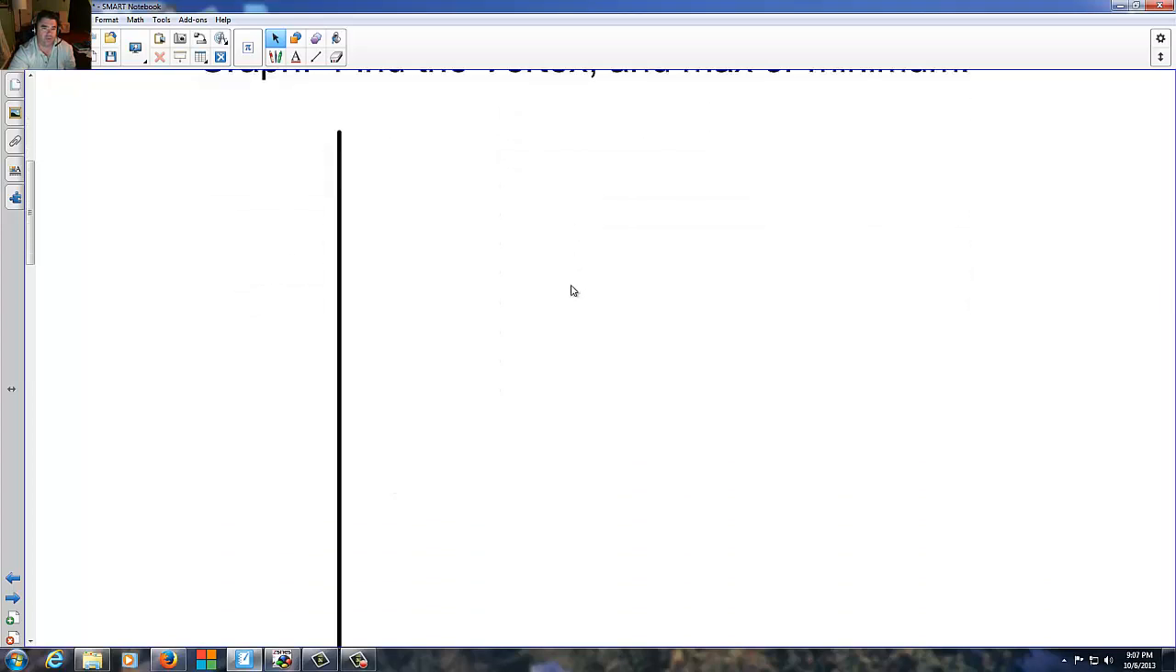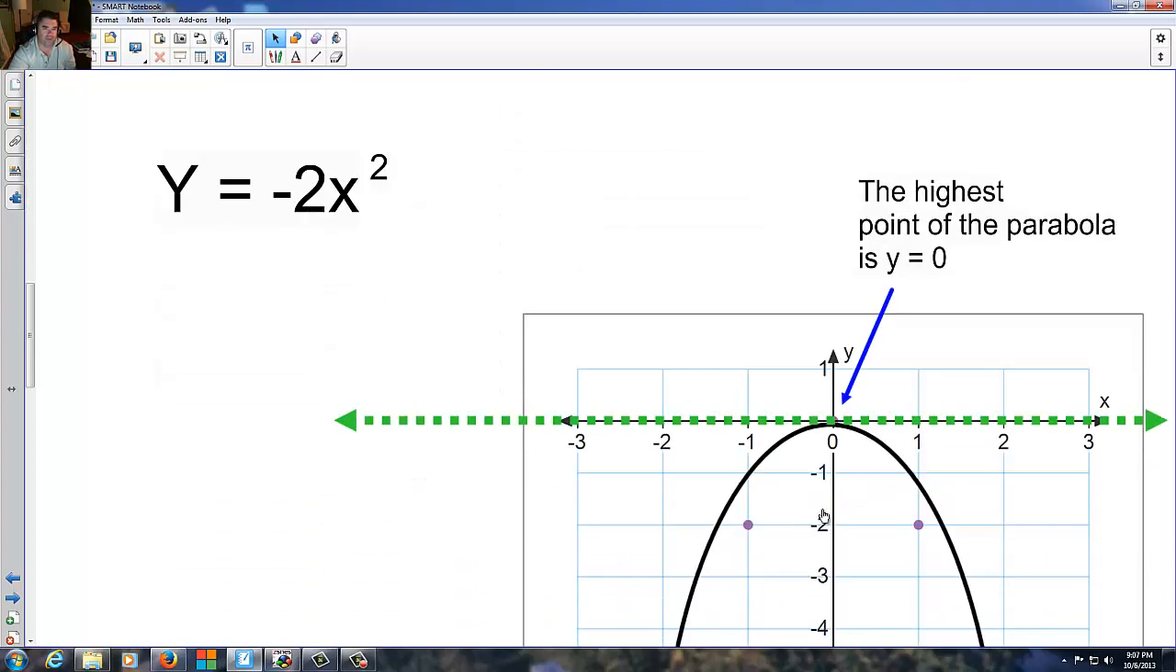y equals negative 2x squared. I went ahead and plugged in some numbers. The highest point in this case is 0, because any number I take, the square will become positive, but anything times negative 2 will become negative again. So the highest point I can use is 0, because 0 times 0 is 0, and anything times 0 is 0. Everything goes down from there. So my high point is y equals 0.